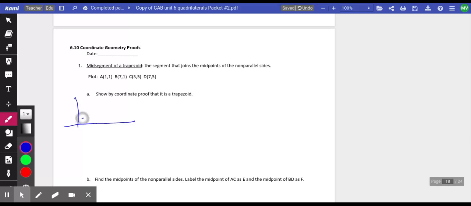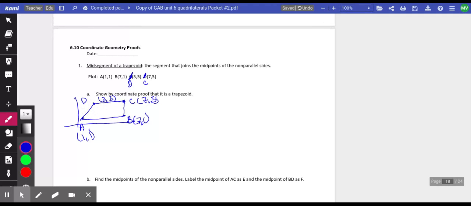So A is at 1, 1. B is at 7, 1. C is at 3, 5. Oops, and actually we should flip-flop these letters. It should be C is at 7, 5. And D is at 3, 5. So there's my trapezoid.